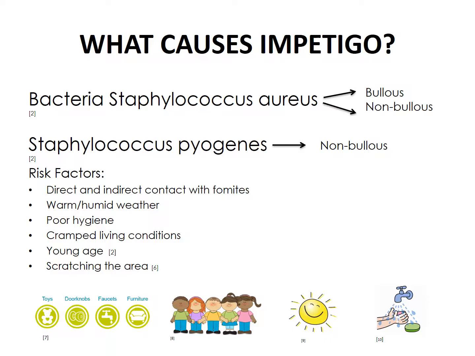Direct and indirect contact with fomites such as towels, furniture, and utensils encourages the infection's transmission. Warm, humid weather, poor hygiene, and cramped living conditions provide an environment perfect for its development. Being of a young age puts you at greater risk, and scratching causes its spread across the body.